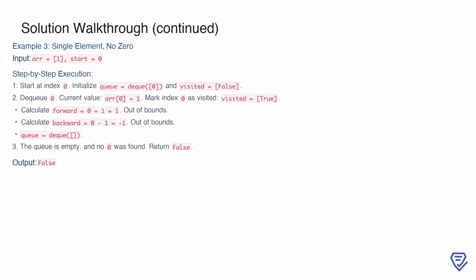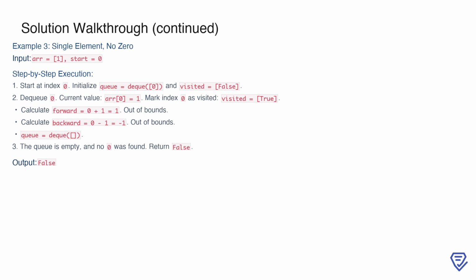In the third example, the array contains only one element, 1, and the starting index is 0. The queue is initialized with 0, and the visited list contains a single false value. Dequeuing index 0 gives the value 1, so we mark index 0 as visited.